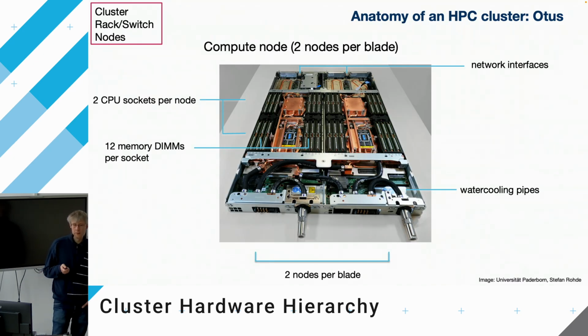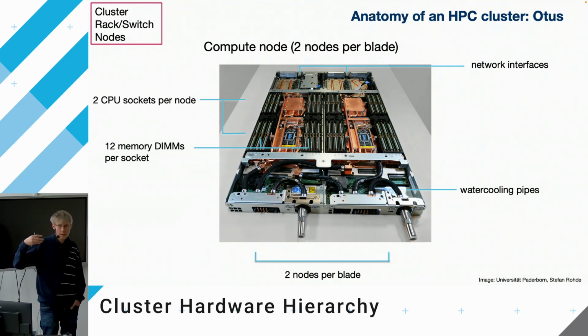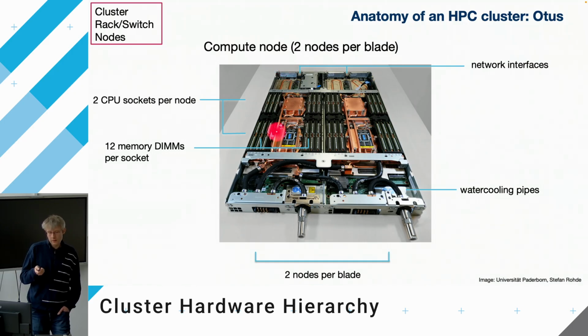Next step is we're going to take a closer look at one of the compute blades. So a blade is basically like a flat box that is put inside of the racks. So there are many blades in a rack. And in this cluster in Otos, we have two compute nodes per blade. So one compute node is basically like one computer, logically seen, and it is connected then to the power, the cooling, and the network.